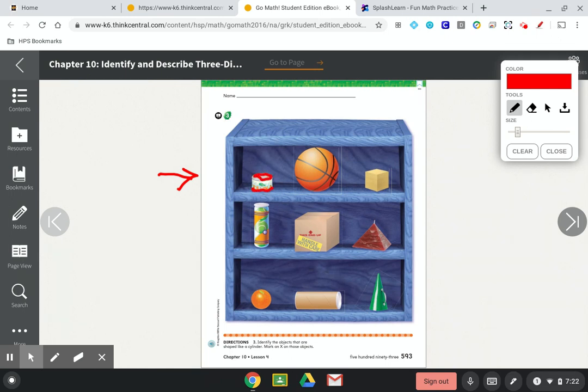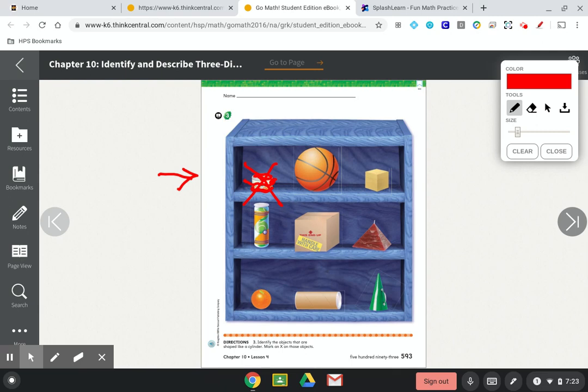A flat surface on top, another flat surface on the bottom, and around its waistline, it's curved. Two flat surfaces and one curved surface. That's a cylinder. So I'm going to mark an X. Next, I have a basketball. I know that we learned this last week. A basketball is a ball. It has a curved surface all around. We call it a sphere. So that's not a cylinder.